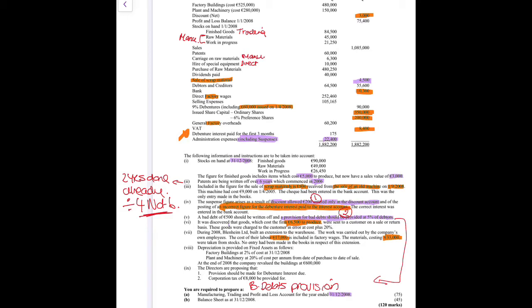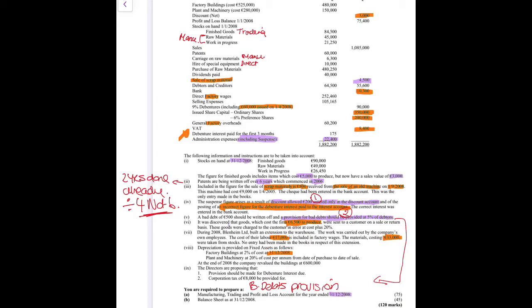First thing you're going to do is take the 17,000 out of factory wages, add it to buildings. Then 33,000, remove that from your purchases and add it to factory buildings. Okay. Next then is your factory building. Depreciation is provided on fixed assets as follows. Factory buildings, 2% of cost at the end of the year. So you get 2% of the cost of whatever the value is at the end of the year. So that's going to include the extension that we just spoke about.